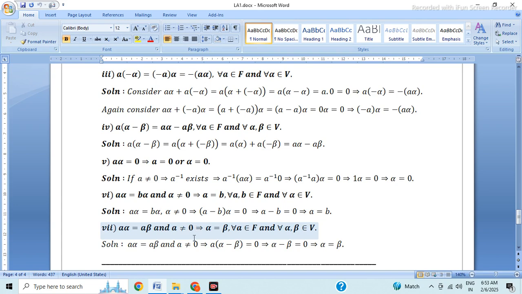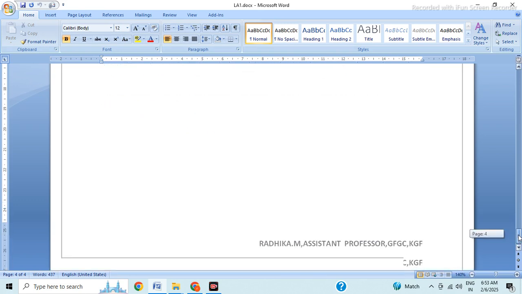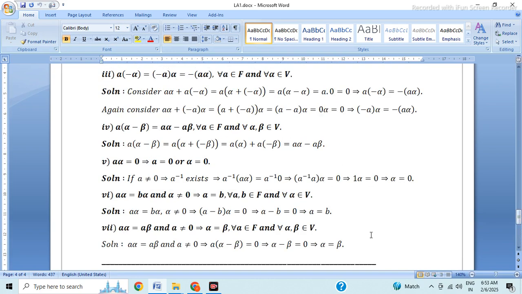Now we have completed theorem 1. Now one more definition is there. We will move on to that definition. Definition of subspace.